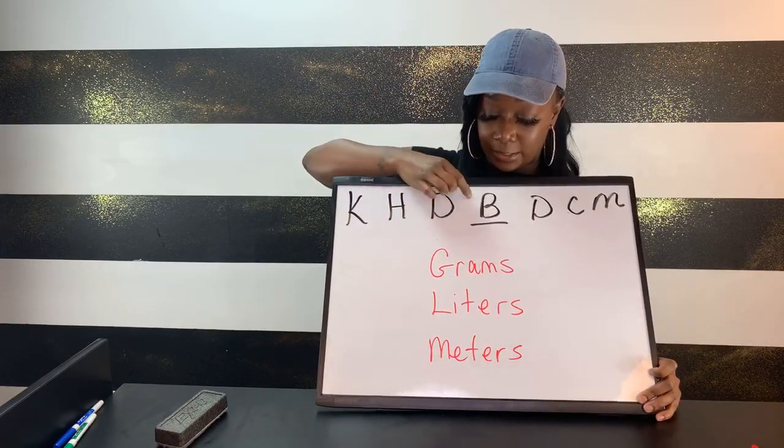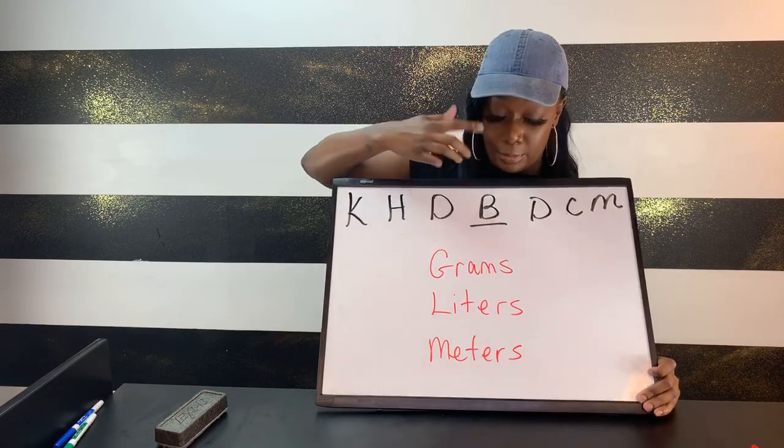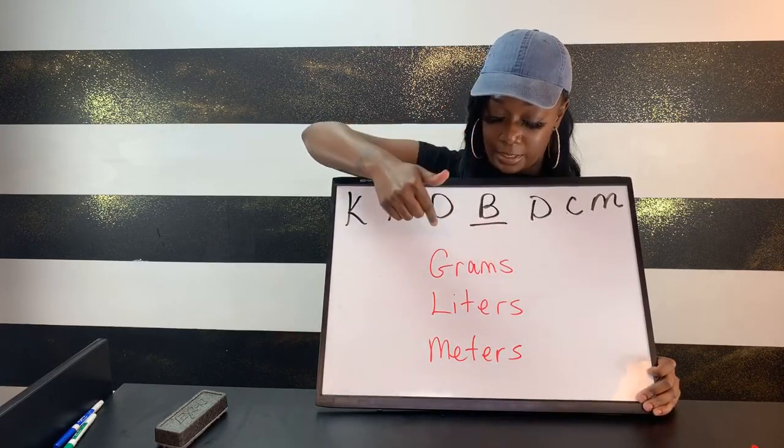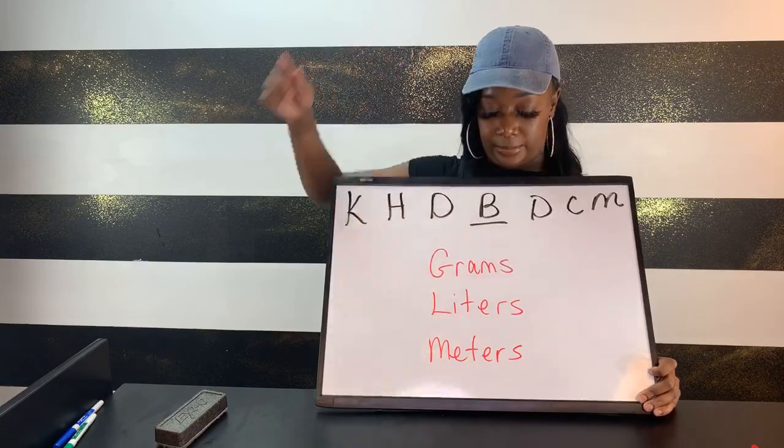So B is going to be our base units. You have to know your base units when you see them. So make sure you make note of that. So base units are going to be grams, liters, and meters. Okay?